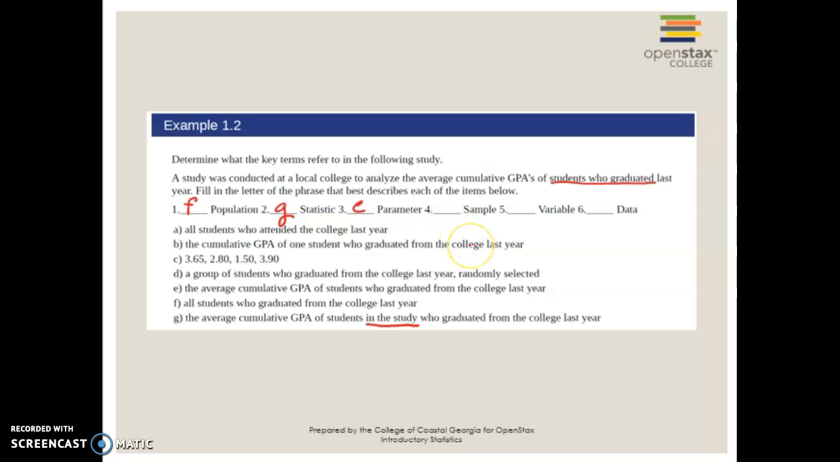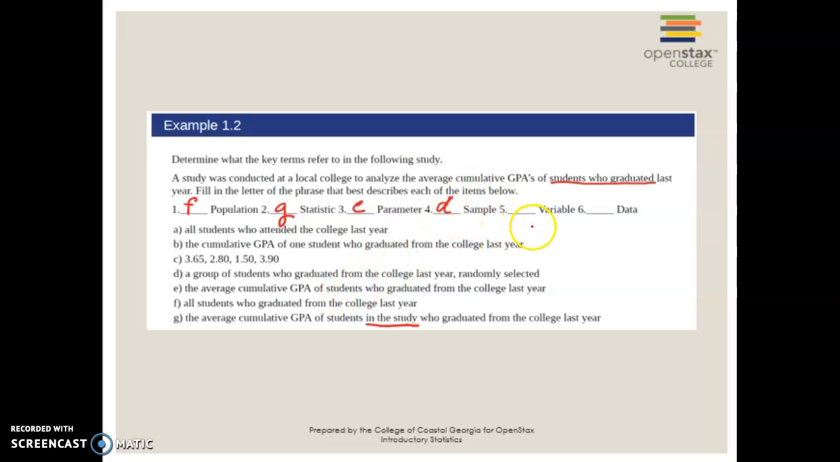Number four, the sample. Okay, the sample is pulling students out of all the students. So let's see what we've got here. It can't be all the students. There we go. A group of students who graduated from the college last year. So that would be D for your sample.